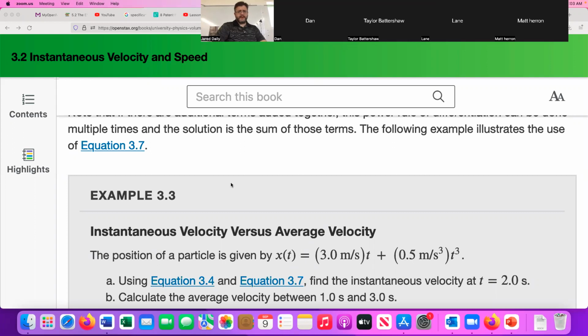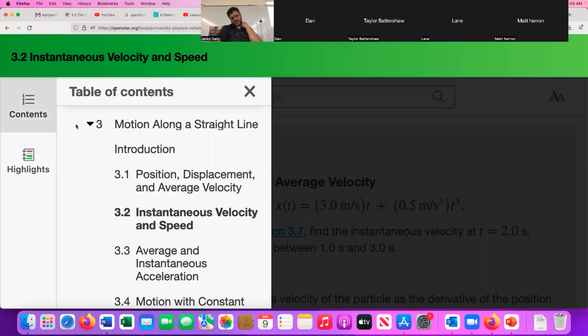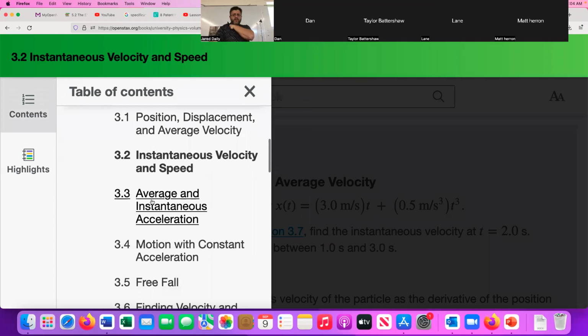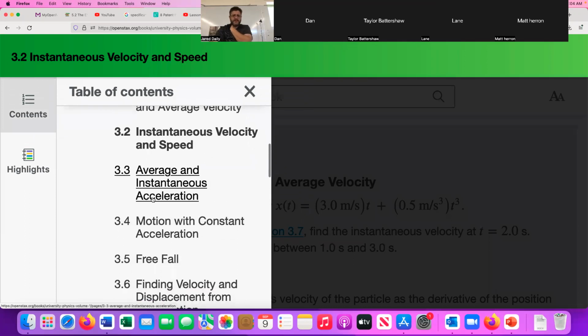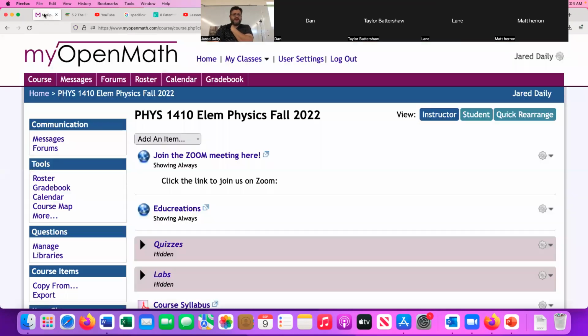All right, well, last time we ended up here in section 3.2. And we will try to get through the rest of chapter 3 so that you can work on homework this weekend. We may or may not get through all of it, but we shall see. Not likely we'll get through all of it.